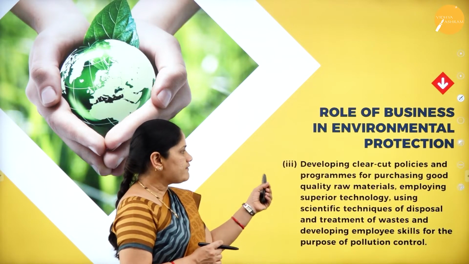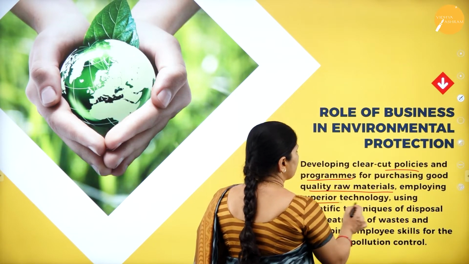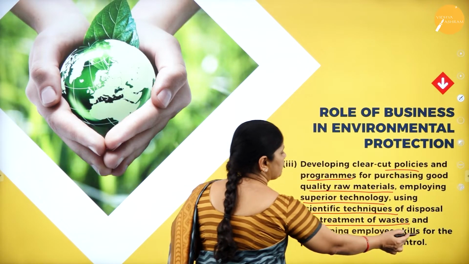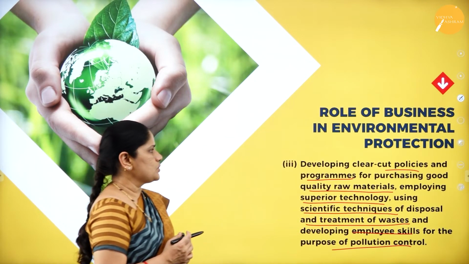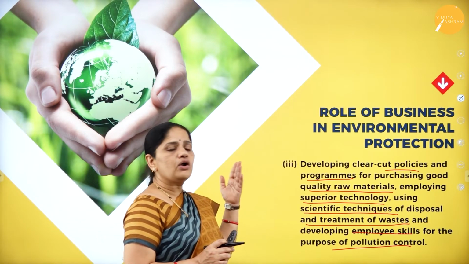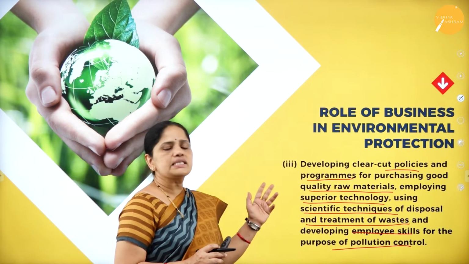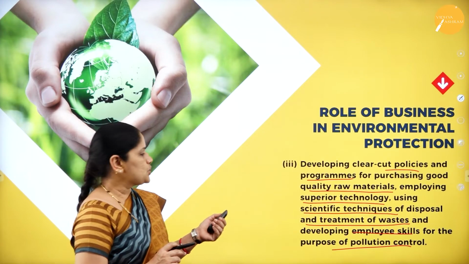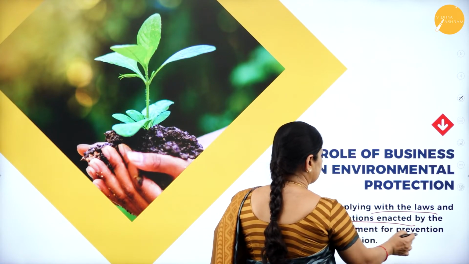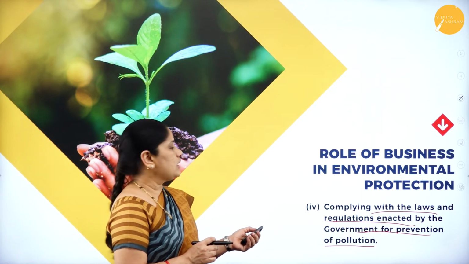Then the third one is developing clear-cut policies and programs for purchasing good quality raw materials, employing superior technology, using scientific techniques of disposal and treatment of waste, and developing employee skills for the purpose of pollution control. So we should have clear-cut policies and programs for purchasing good quality raw materials and having good technology, scientific techniques for waste disposal and employee skills, etc. So through this we can have pollution control. Then the fourth step is complying with the laws and regulations enacted by the government for prevention of pollution. So we should see that we abide by the laws written down by the government.